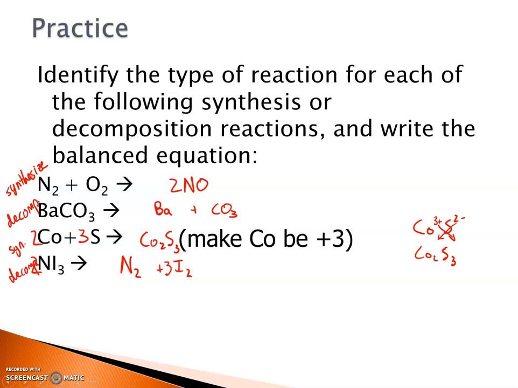So tomorrow we're going to look at single and double displacements, but for now it's just synthesis and decomposition, and you'll have some work and some videos to watch about some examples about how those work. Enjoy.